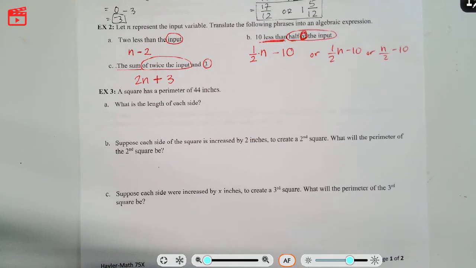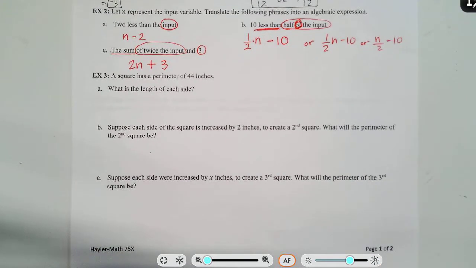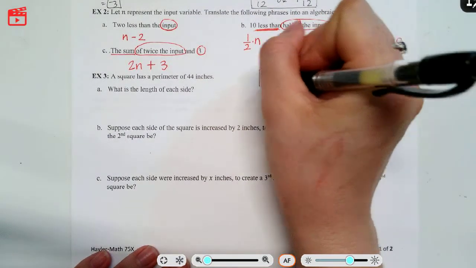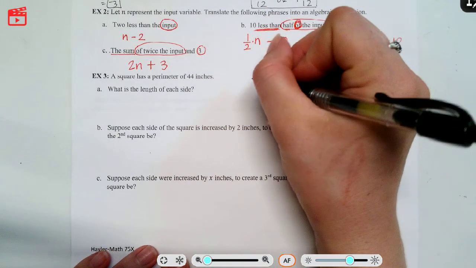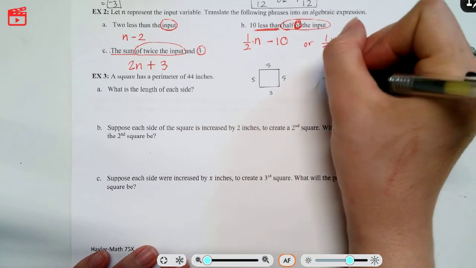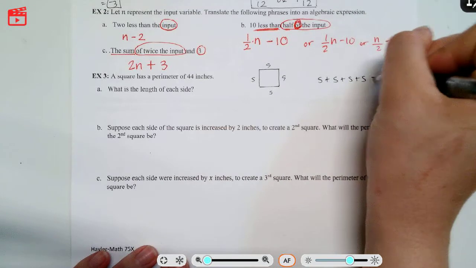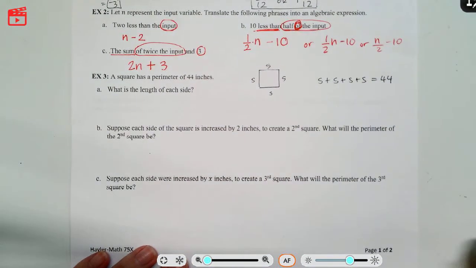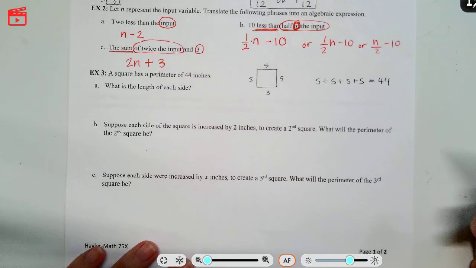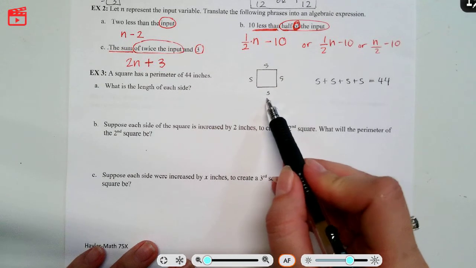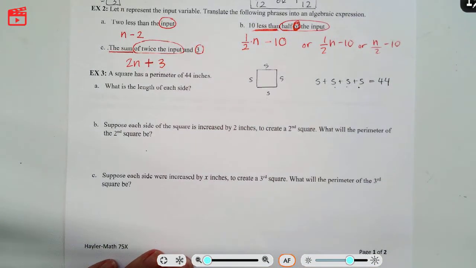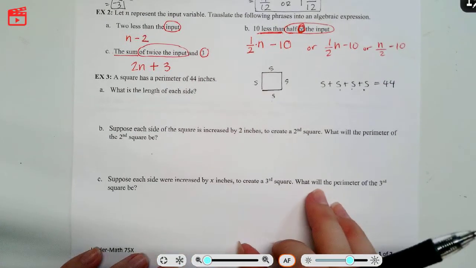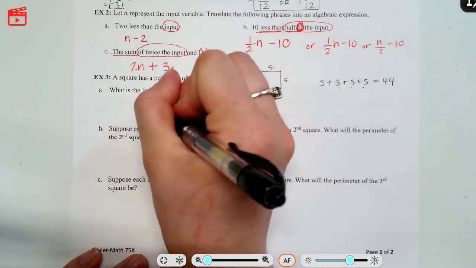Let's move on to example 3. A square has a perimeter of 44 inches. What is the length of each side? So here's a square. And its perimeter, what does the perimeter of a square mean? Well, the perimeter means if you added up all these sides, s plus s plus s plus s, you would get 44. So, let's see, that would mean each side should be 11 plus 11 plus 11 plus 11. All right, so the length of each side is 11 inches.